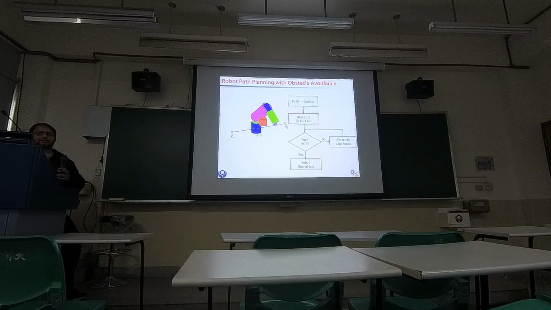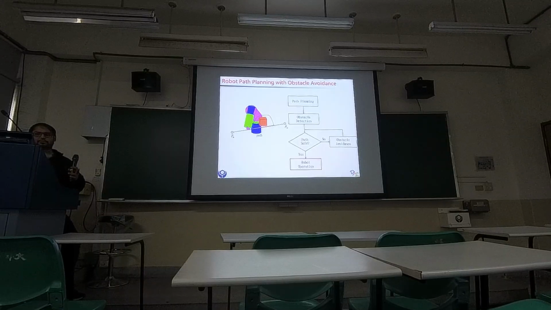Then second, if there is some obstacle in between, it has to detect that obstacle and check if the obstacle is safe or not. If the obstacle is not safe, it has to find an alternative path to avoid that obstacle. If the path is safe, then the robot completes this operation. So in this way, there is a path planning process with obstacle avoidance.